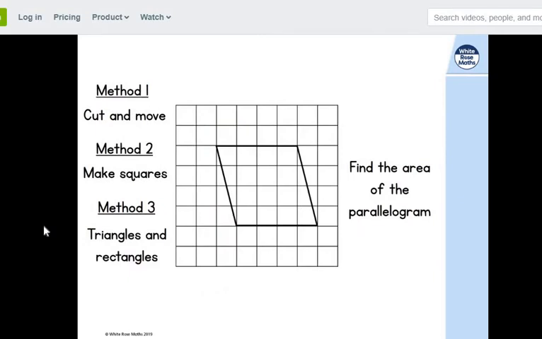Now then, you could use these 3, but maybe you've got another one of your own. But I'd like you to find the area of the parallelogram. So your turn. Pause the video, have a go.